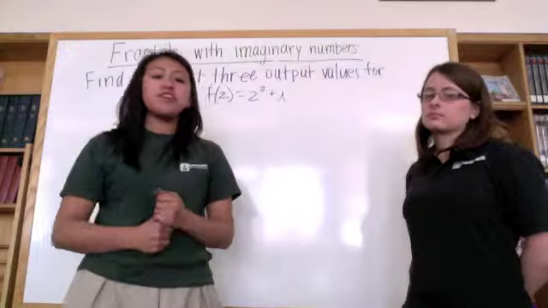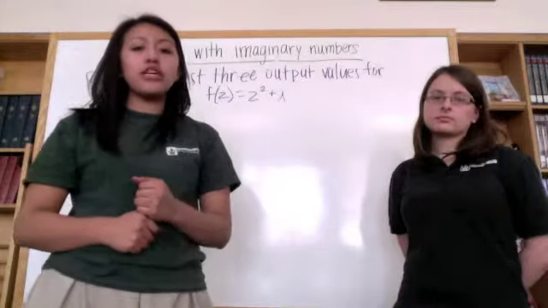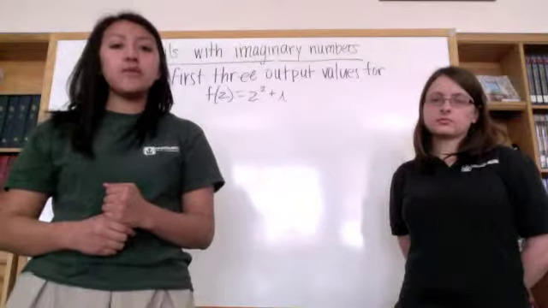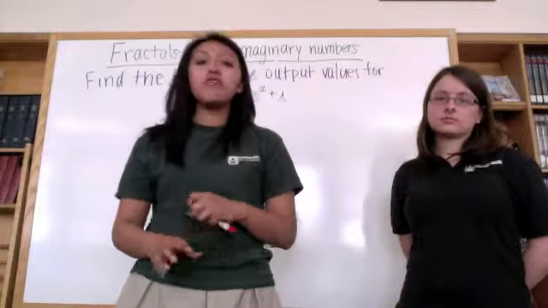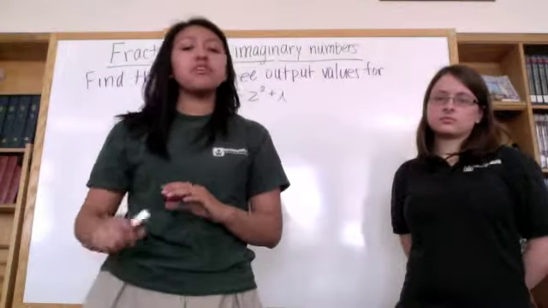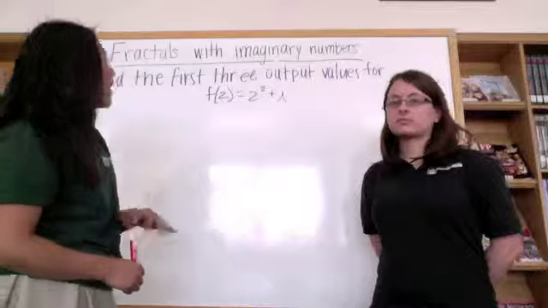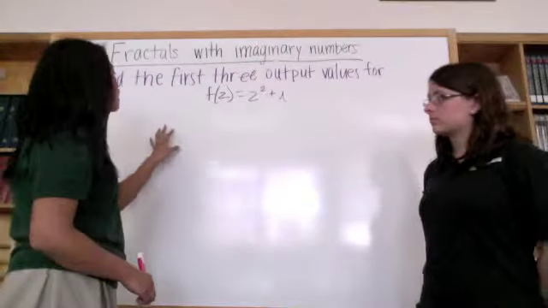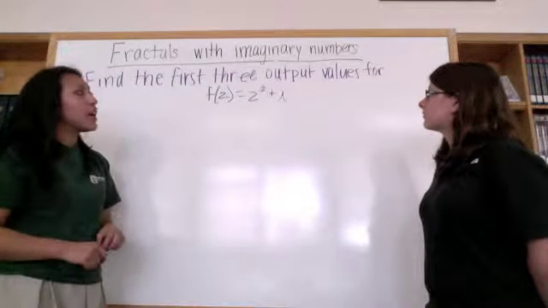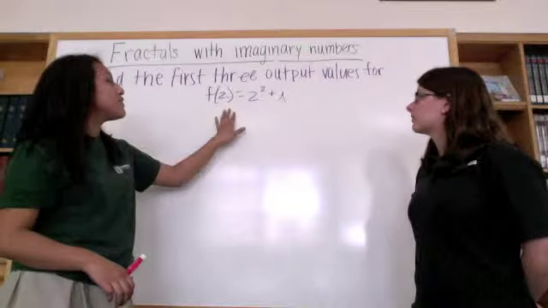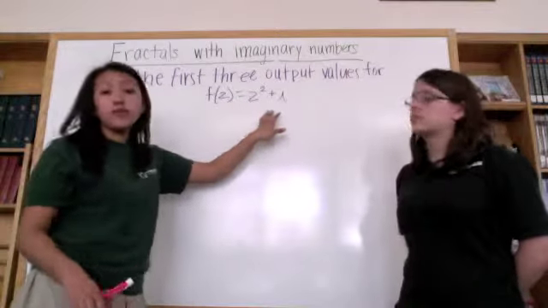As you may know, solving fractal equations with imaginary numbers can be a bit hard, but with a few steps, you will easily breeze through them. So, today we have a sample equation for you. It says, find the first three output values for f of z is equal to z squared plus i.